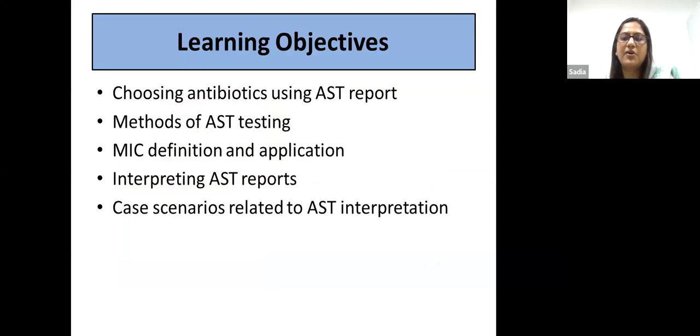So in today's session, your antibiotic susceptibility testing report is the hero of our entire session. And these are the learning objectives that we will be taking care of. We would like to interpret an AST report, and we'd like to see how to choose an antibiotic using such a report. What are the methods of AST testing? What is MIC? What is its definition? What is its application? How should we interpret an AST? And at the end, we will browse through certain case scenarios to drive home certain important concepts that you need to clarify while you're working in the field with certain antibiotic reports. So this is how we have chalked out the session for today.